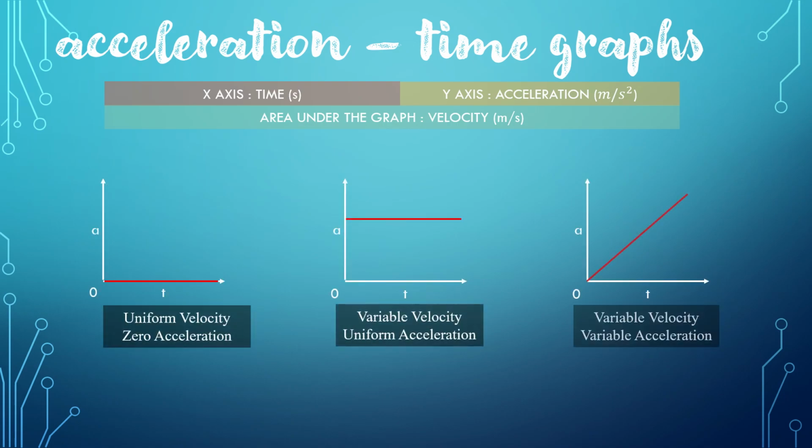Then we have acceleration time graphs. Now here, when we talk about the acceleration time graph, it is the area under the graph we are talking about, which is velocity. Now look at the first graph here, uniform velocity, that is zero acceleration. In this, the uniform velocity and zero acceleration, you will find the red line which is on the x-axis. Variable velocity, the second graph, that is uniform acceleration. And for the third one, again, it's a variable velocity and a variable acceleration. So you can pause the video, students, and draw these graphs in your notebook and write down the headings as well.